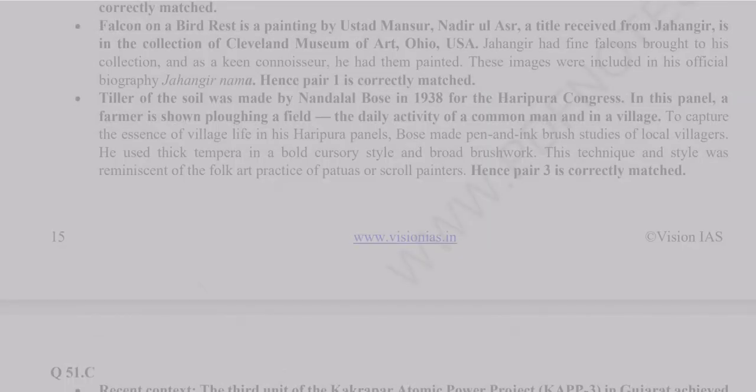Falcon on a Bird Rest is a painting by Ustad Mansur, Nadir ul-Asr, a title received from Jahangir, and is in the collection of Cleveland Museum of Art, Ohio, USA. Jahangir had fine falcons brought to his collection, and as a keen connoisseur, he had them painted. These images were included in his official biography Jahangir Nama. Hence pair 1 is correctly matched.